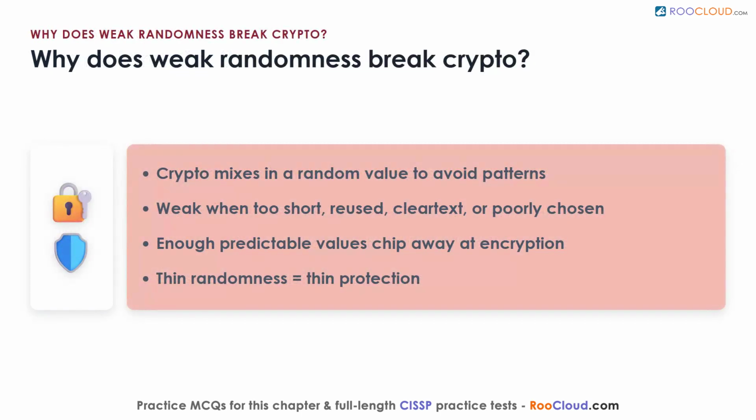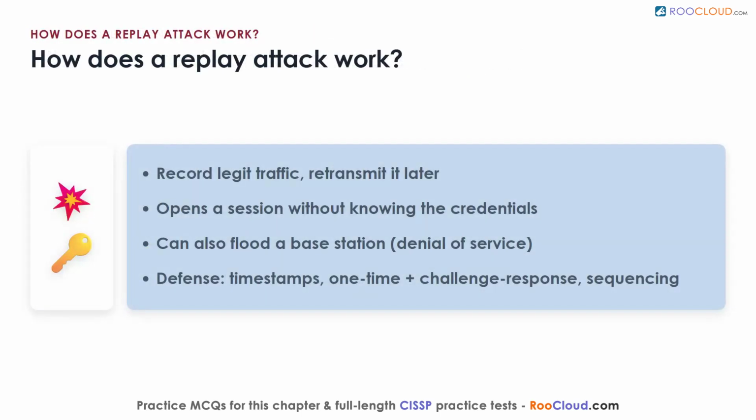Why is a weak random number a security hole? Because cryptography leans on unpredictability. Modern encryption mixes in a random value to keep patterns from repeating and to resist prediction. That value becomes a weakness when it is too short, reused, sent in the clear, or chosen poorly. Attackers who collect enough predictable values can chip away at the encryption, which is exactly how the earliest wireless encryption was broken. The lesson generalizes. When randomness is thin, the math protecting your data gets thin with it. Picture a combination lock that only ever spins through a handful of numbers, so a patient thief eventually walks right through. What makes a replay attack effective?